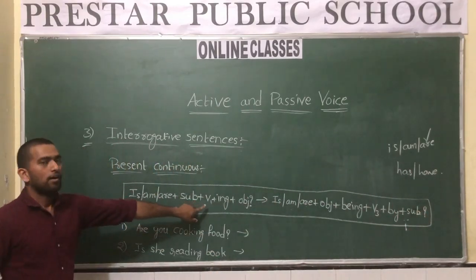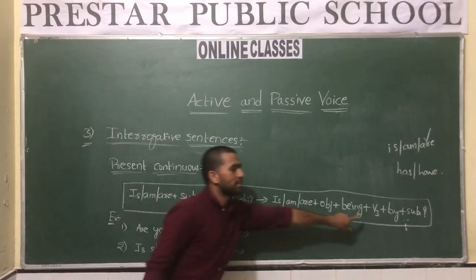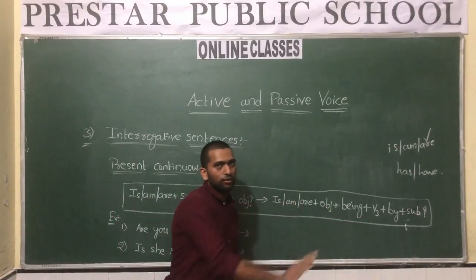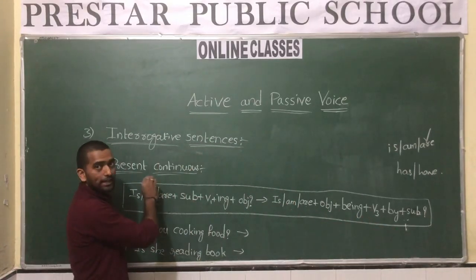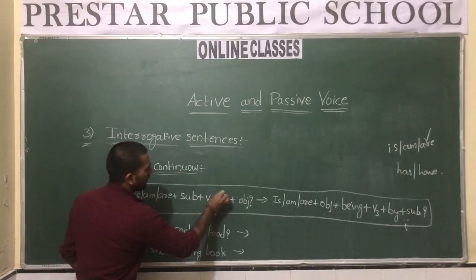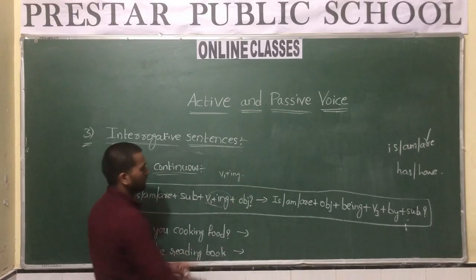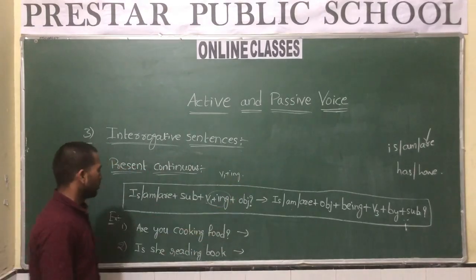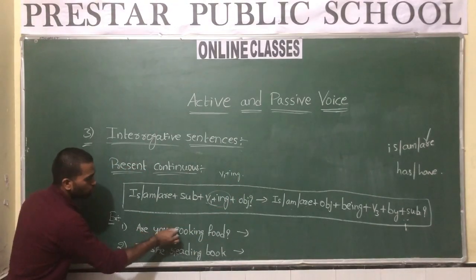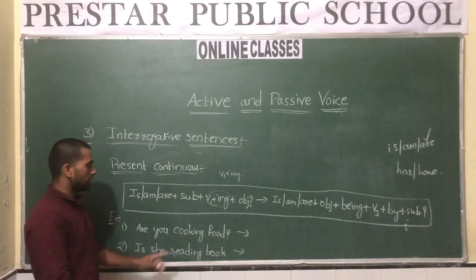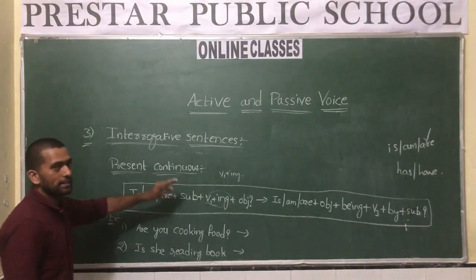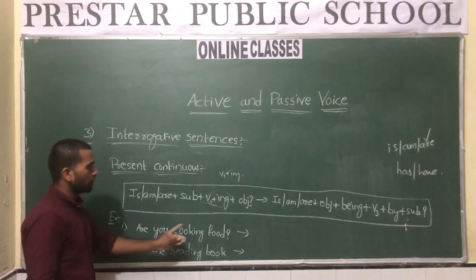Next, V1 always converts to V3 while converting into passive voice. And in present continuous, we are using the verb form V1 plus ing, the present participle. Next, object. So let us take one example. Are you cooking food? This is a sentence in present continuous. Are you cooking food?